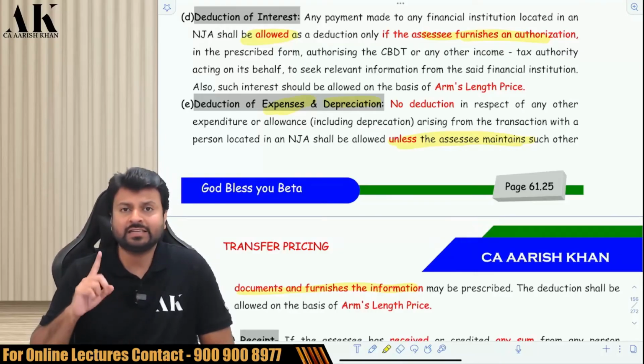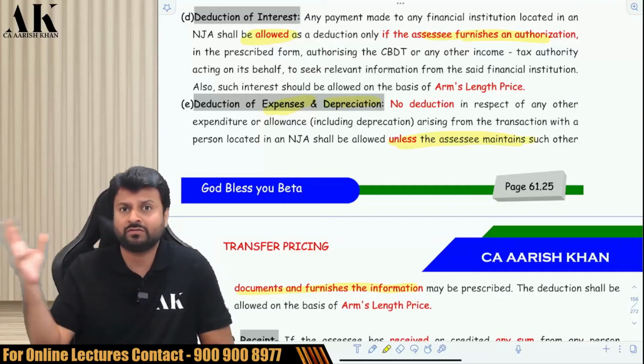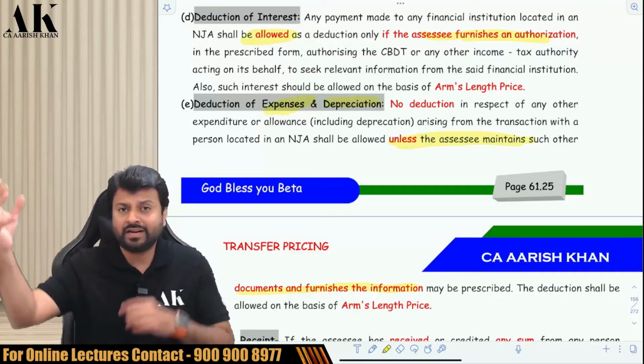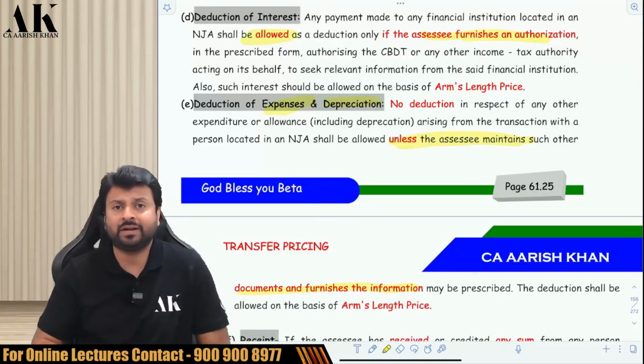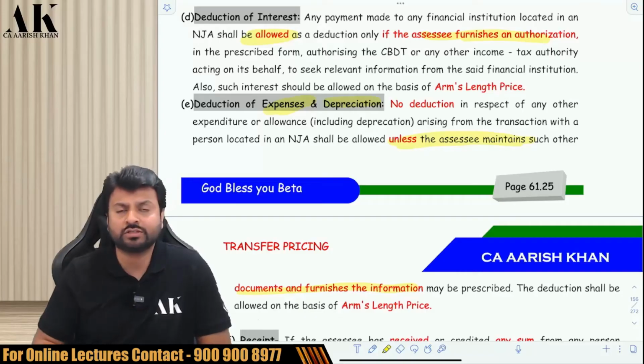We will treat that transaction as international. If you make a payment of expense, we will want all the relevant information from that institution. If you make payment of interest, we want details of that particular financial institution. We should be authorized to ask questions to that institution.